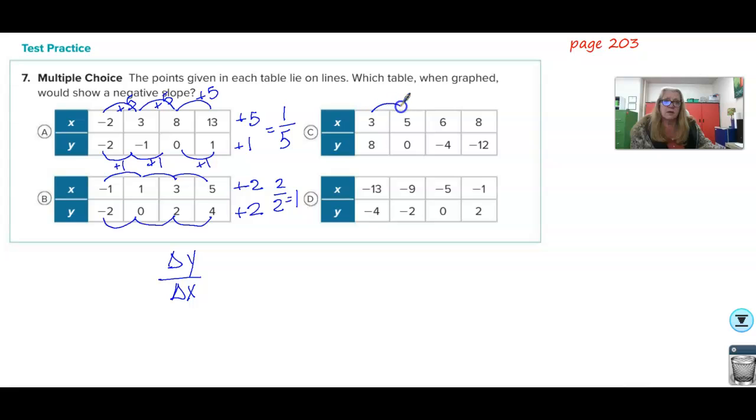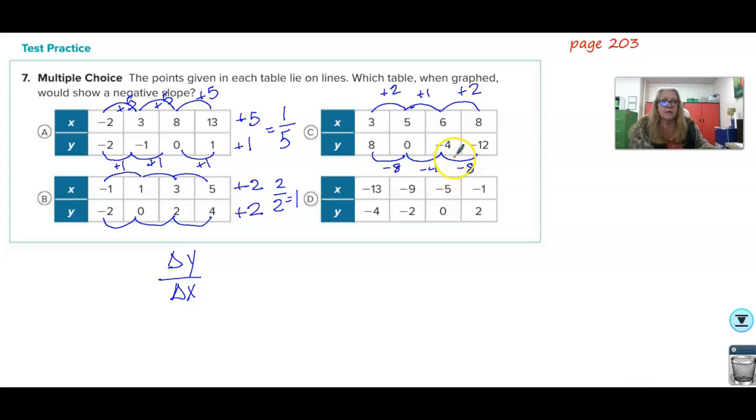This one goes up by 2. Oh, look, now let's see what they did. They skipped 4. They skipped 4 on you. Up by 1, up by 2. This one goes down by 8. This one goes down by 4. And this one goes down by 8.